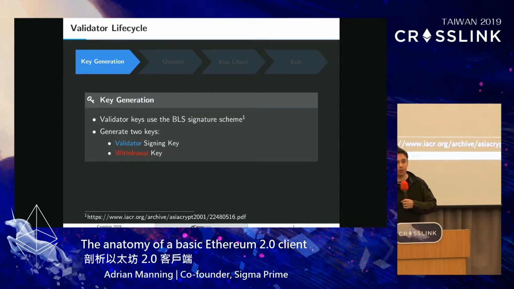In Ethereum 1, we use secp256k1. So what that means is you can't use your Ethereum 1 keys in Ethereum 2. You need a new set of keys, and you need to generate two keys, not just one. The two keys that you need are a validator signing key and a withdrawal key.